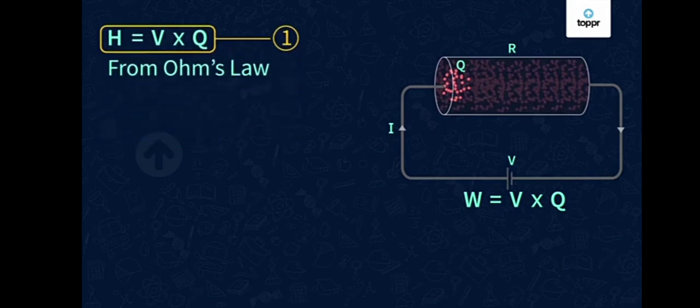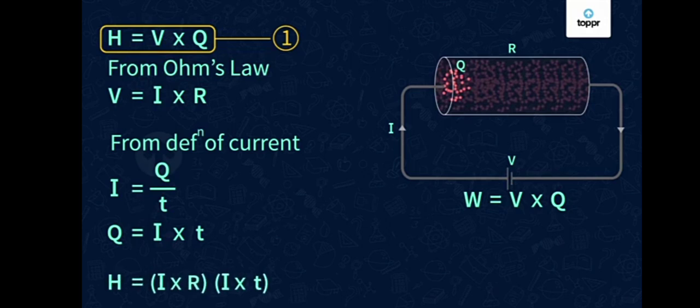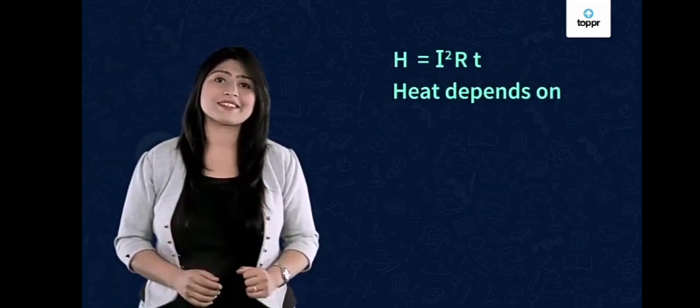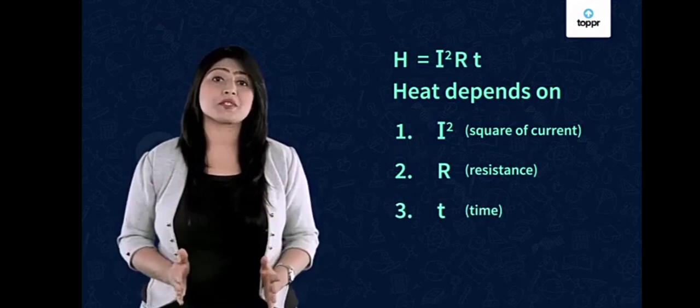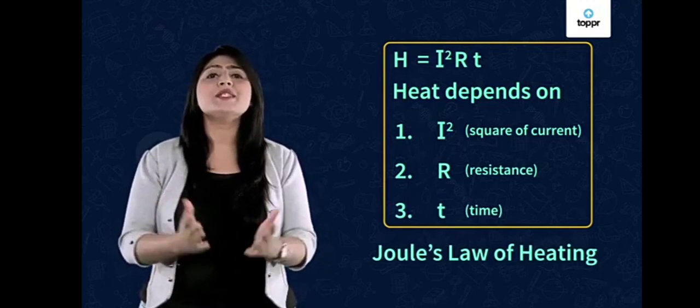Now, using Ohm's law, we can write V is equal to I into R. We also know that current is the rate of flow of charge. That is, I is equal to Q divided by time t. So, the charge can be expressed as I times t. If we substitute the values of V and Q in the first equation, we get heat produced as I squared R t. So heat generated in a conductor depends on three things: square of current, resistance of the conductor, and the time for which the current flows. This relationship is called Joule's law of heating after the scientist who discovered this.